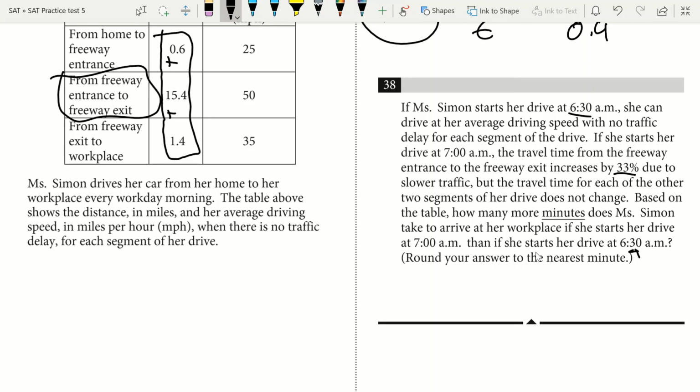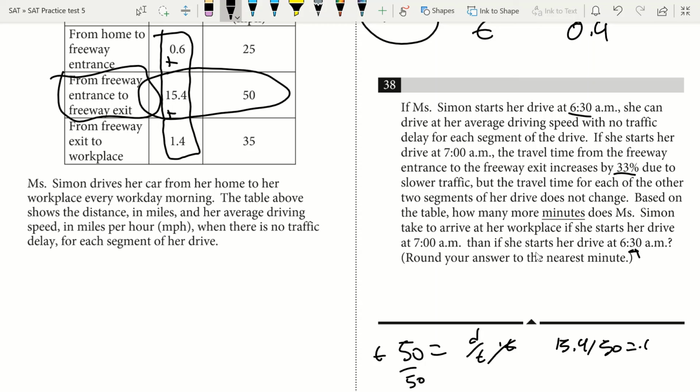All right, so we need the difference. Our difference is only going to be the amount of time she spends, in minutes, on the freeway segment times 0.33, because it's that 33%. So I take that 15.4 and divide it by 50, because my speed is 50. I know speed is equal to distance over time. I need to solve for time, so I multiply each side by t and then divide by 50. So my distance, 15.4 over 50, gives me t.